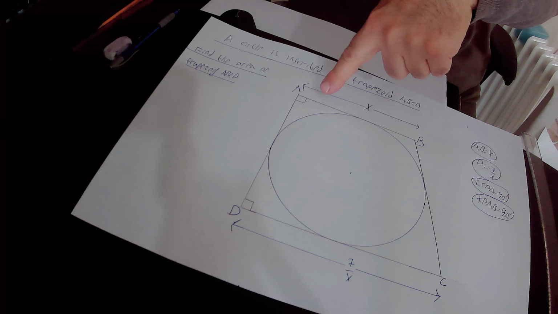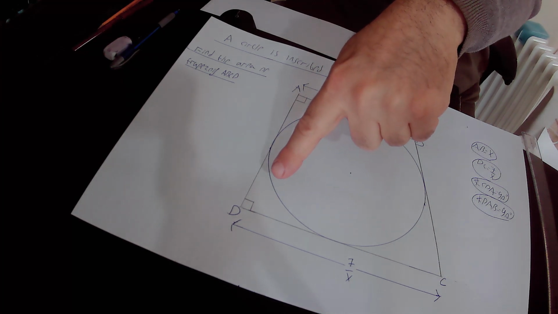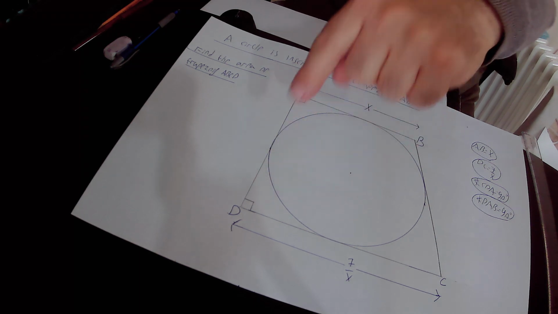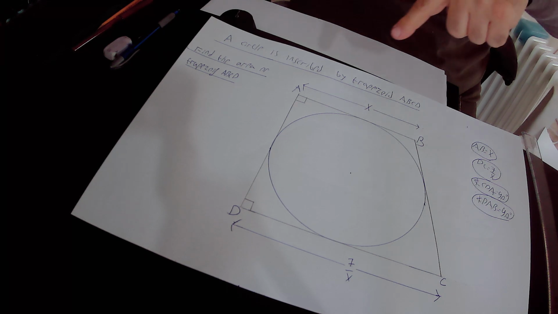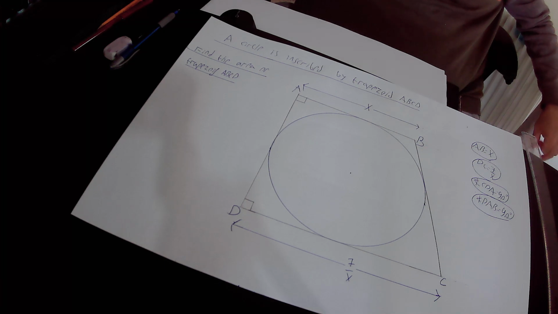This is angle BAD, that is a right angle. This is angle ADC, that is also equal to 90 degrees in its size. Again, our mission is to find out the area of this trapezoid ABCD. So, first of all, what is a trapezoid?